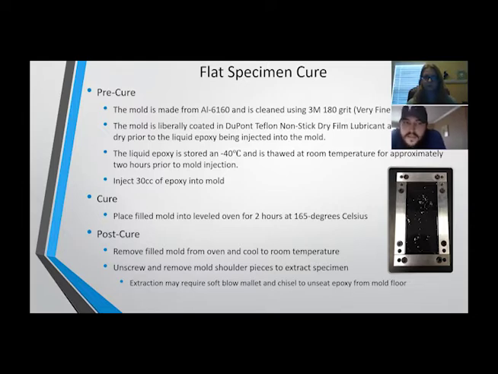The liquid epoxy has to be stored at negative 40 degrees C, so it prevents long-term curing at room temperature. It is thawed at room temperature and then injected into the mold before it is placed in the oven. About 30 cc's of epoxy was used for each of the samples that were tested. The samples are cured in an oven for 2 hours at 165 degrees Celsius, and then removed and allowed to cool at room temperature before the mold is disassembled and the square or rectangular sample is removed.